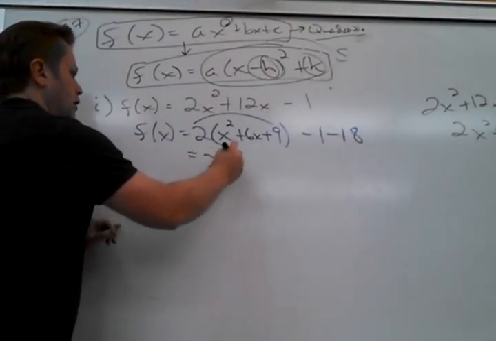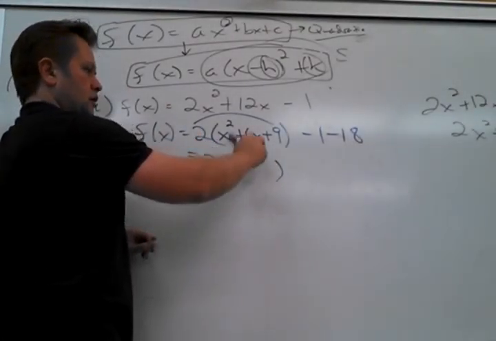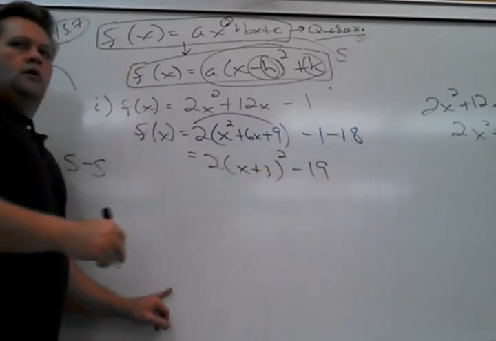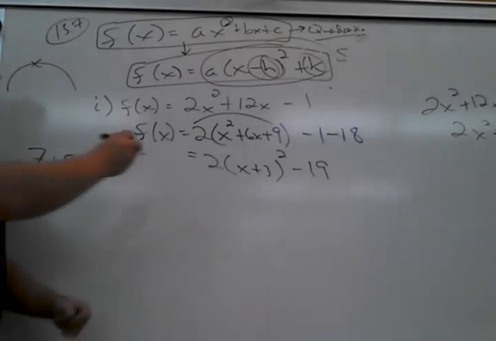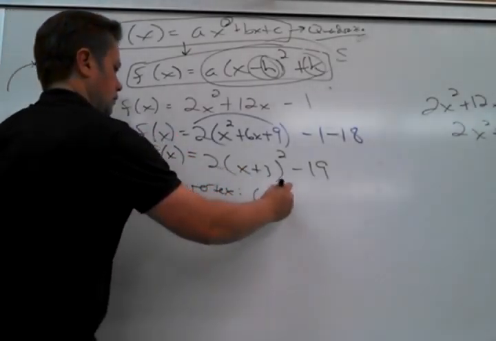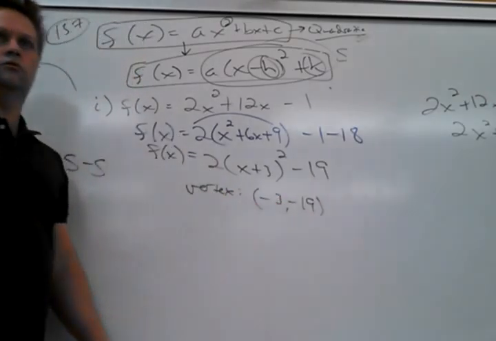But by doing that, now how do I factor this? 2(x plus 3) squared minus 19... No equals there, right? So what's the vertex? Negative 3, negative 19? There you go. Cool.